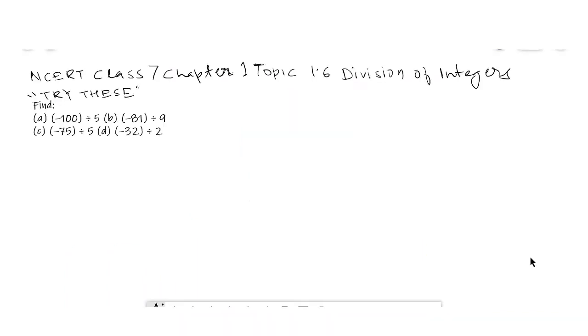NCERT Class 7 Chapter 1 Topic 1.6 Division of Integers, under which we are going to solve questions of Try These. Find part A: minus 100 divided by 5. So we solve this. As per the rule, we have to divide the whole number 100 by 5.